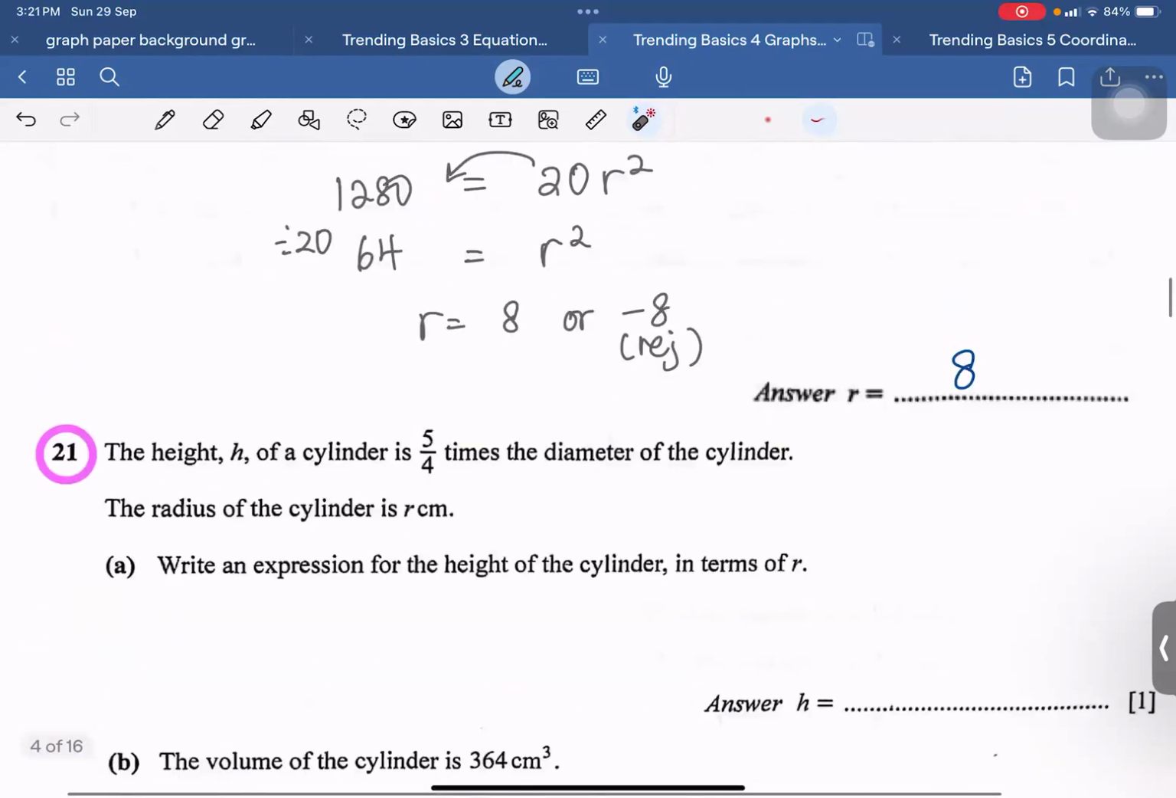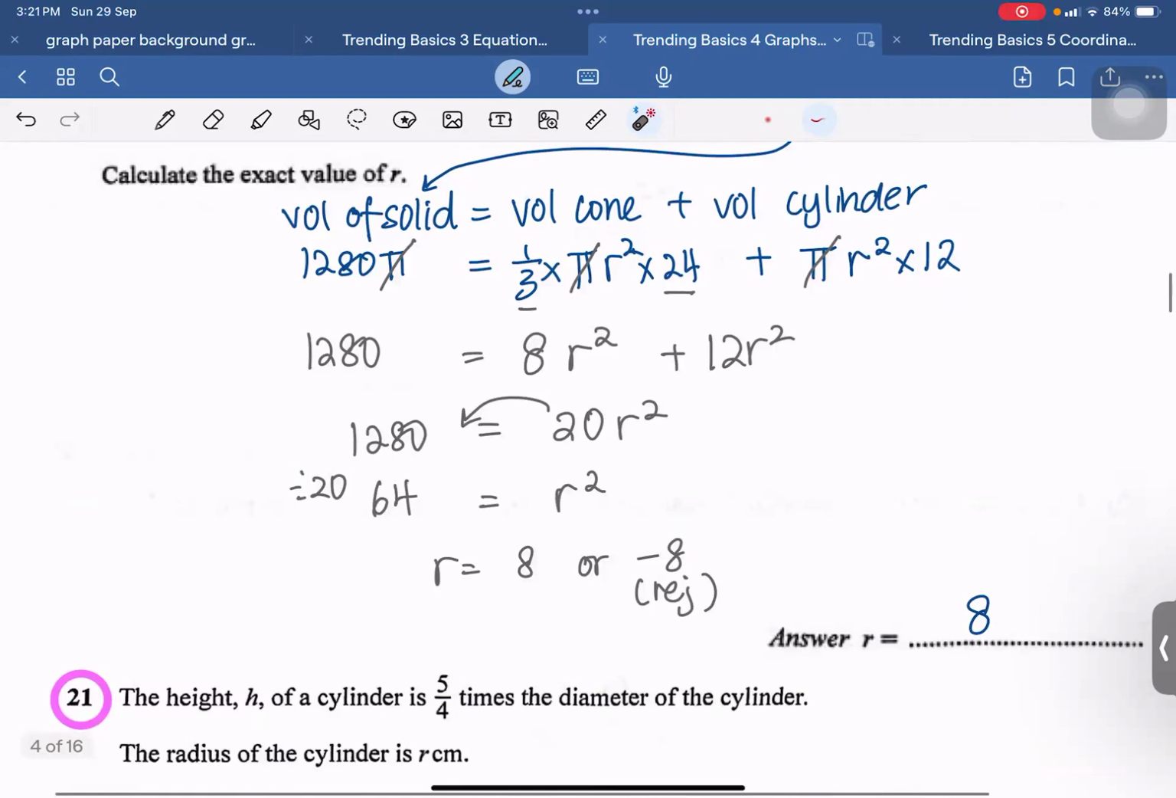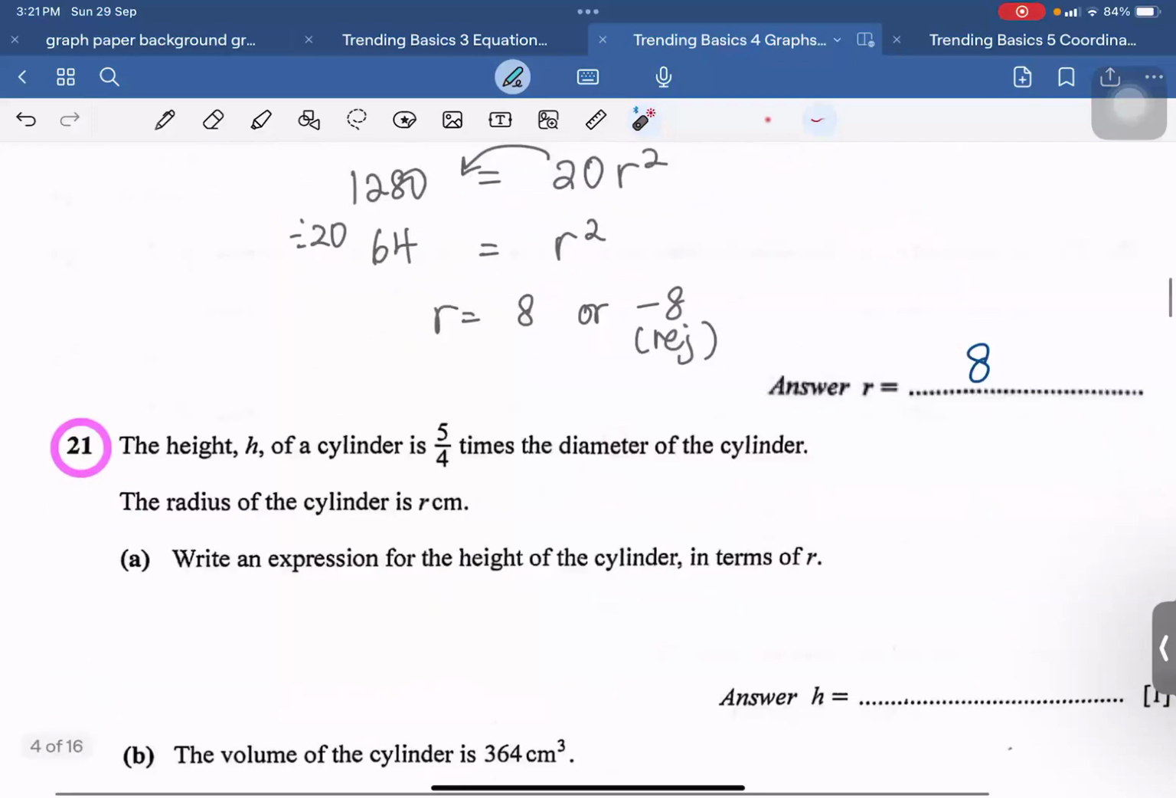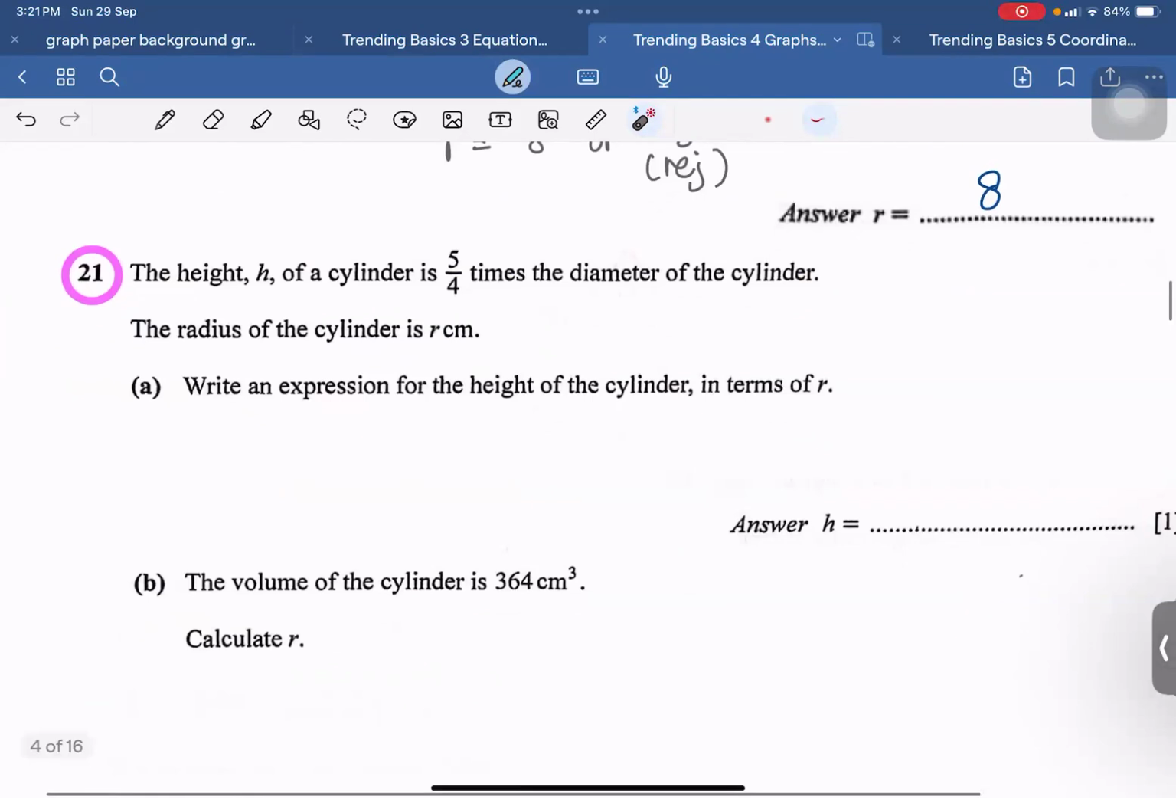Next, Madam, question: is it a must to reject the negative answer? No, because in this case, actually, r equals to 8 is quite intuitive. So if you do not write a negative number, we are okay. Okay, thank you. Yeah, the 1 minus marks. Okay, next part.